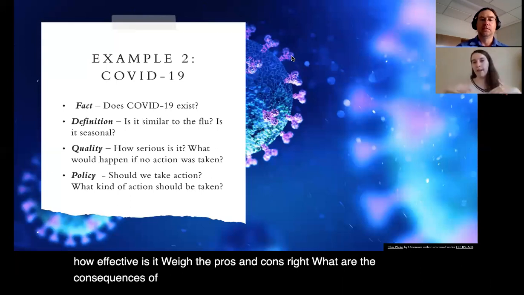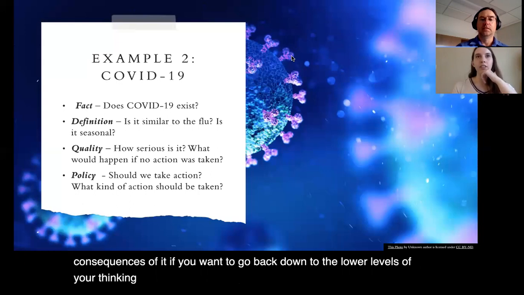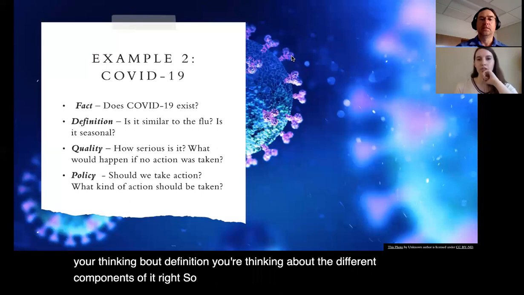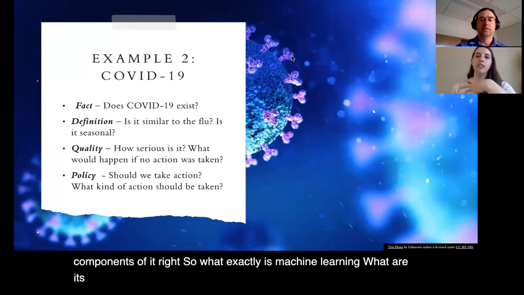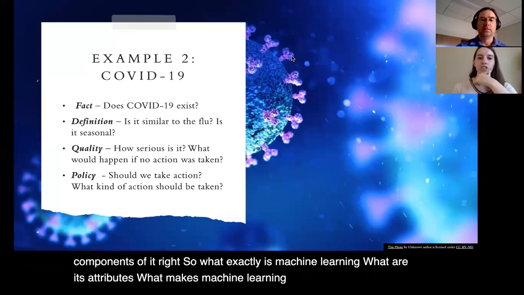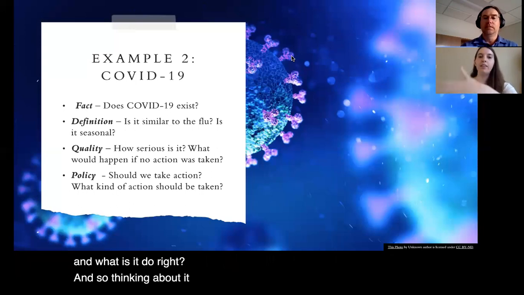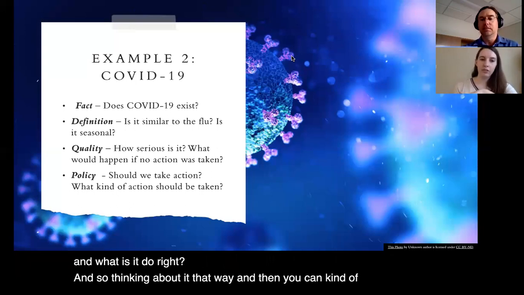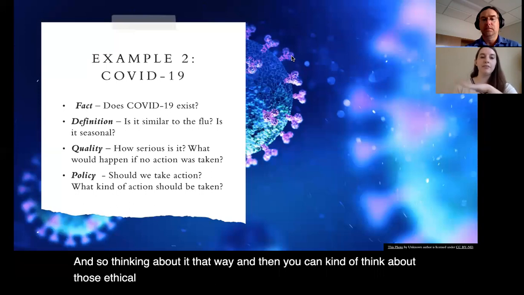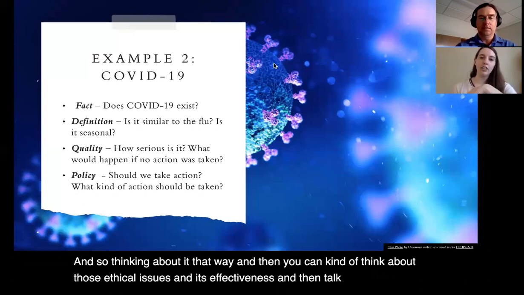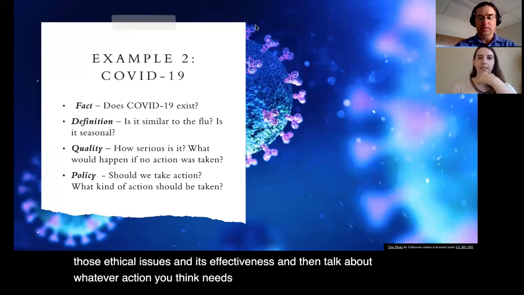If you want to go back down to the lower levels, if you're thinking about definition, you're thinking about the different components of it, right? So what exactly is machine learning? What are its attributes? What makes machine learning, and what does it do, right? And so thinking about it that way. And then you can think about those ethical issues, and its effectiveness, and then talk about whatever action you think needs to be taken. Does that make sense?